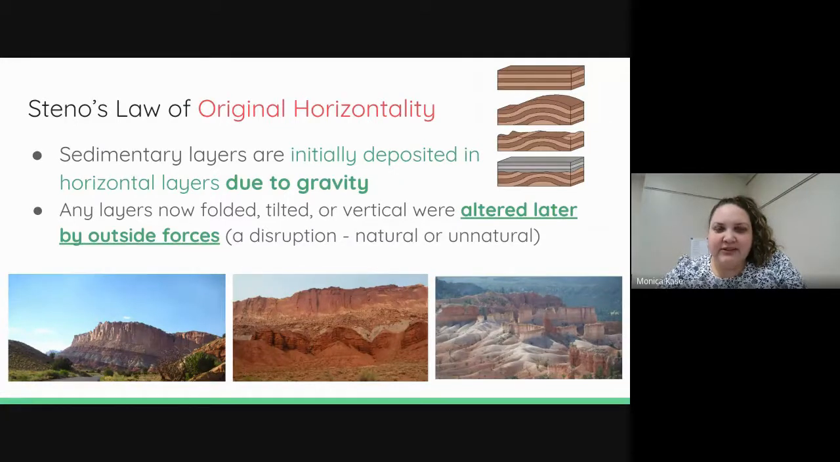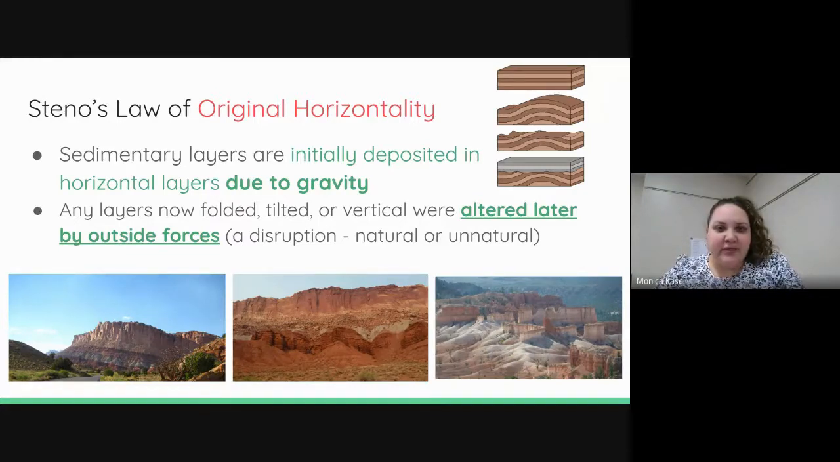The next of Steno's laws is original horizontality. That means that our sedimentary layers, or those rock layers, are initially deposited in horizontal layers due to gravity. But any layers that are now folded, tilted, or vertical were later altered based on those outside forces. So those are going to be your disruptions, natural or unnatural, so either earthquakes, maybe wind, erosion, anything like that.